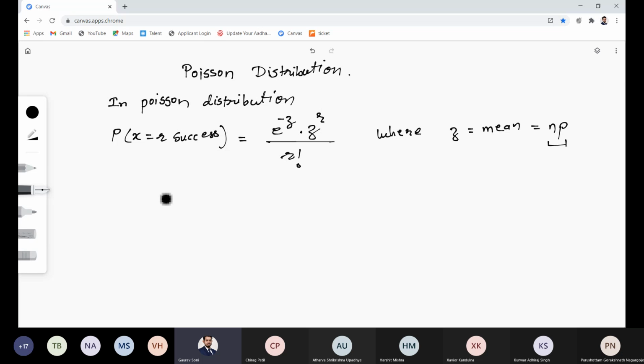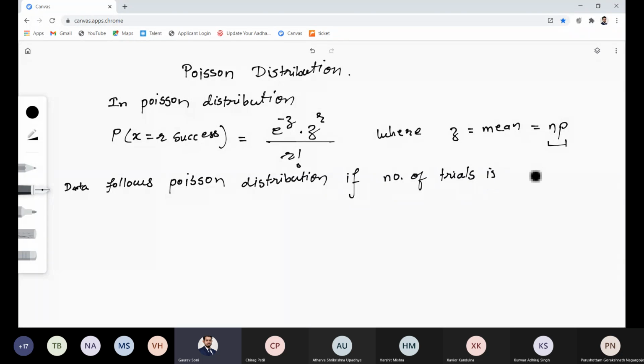Again, your data follows Poisson distribution if the number of trials is large and the probability of success is very small.